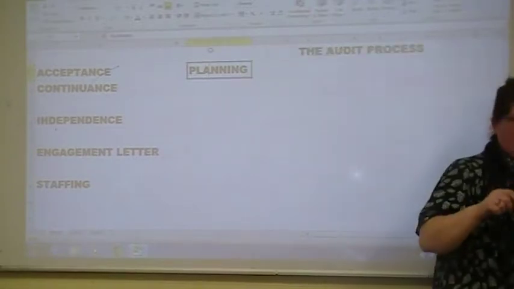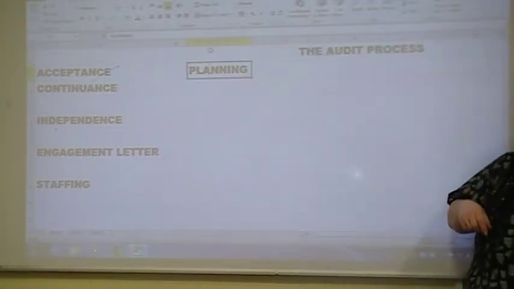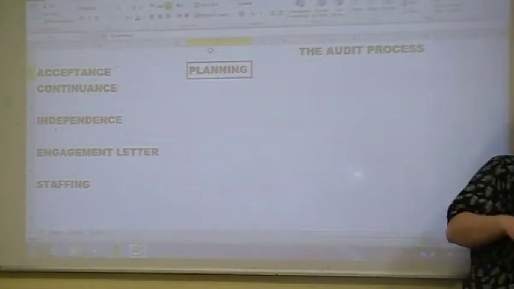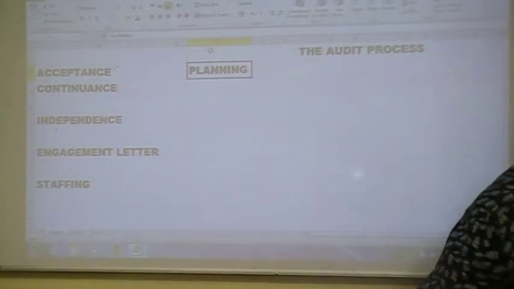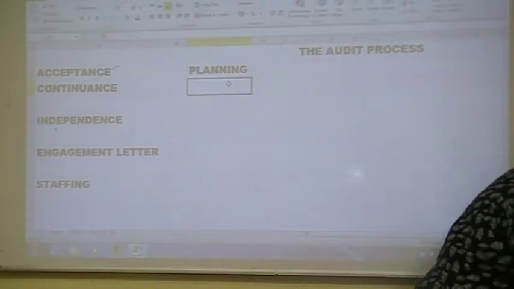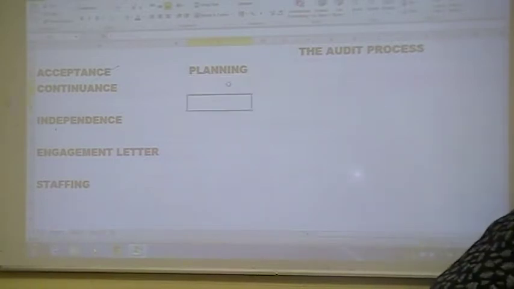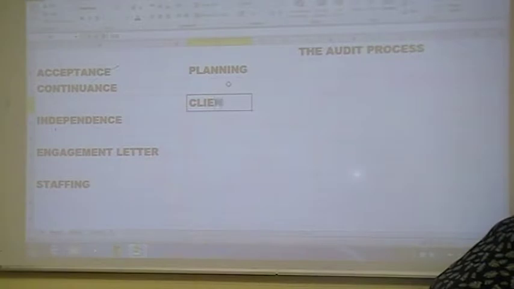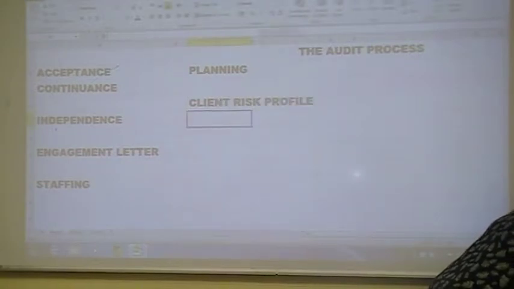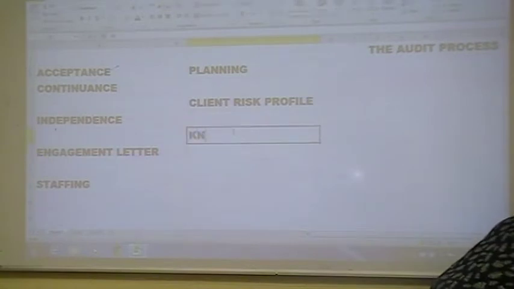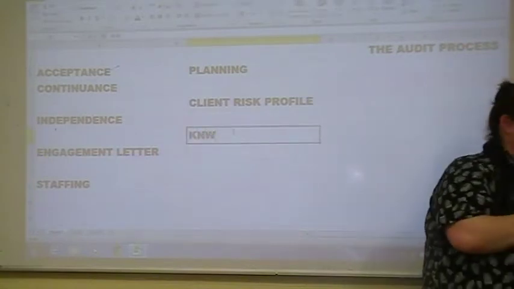I'm going to go through a good bit of the ISAs for the planning tonight now, and I'll try to make it as interesting as we can. Hopefully it'll be alright. Okay, so the planning. We're going to be looking at our client risk profile. So our client risk profile.